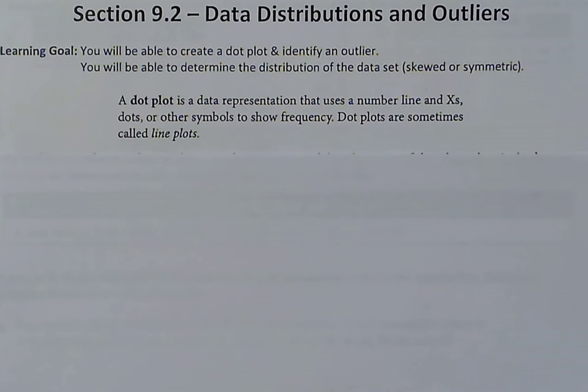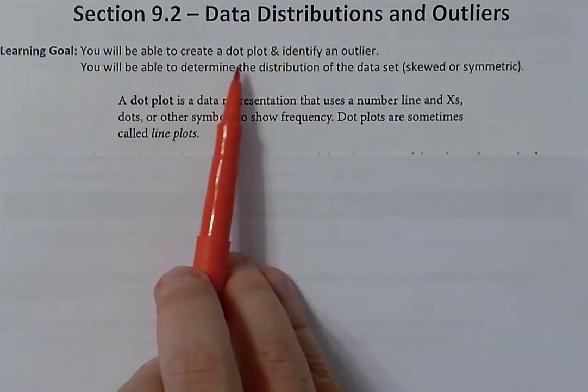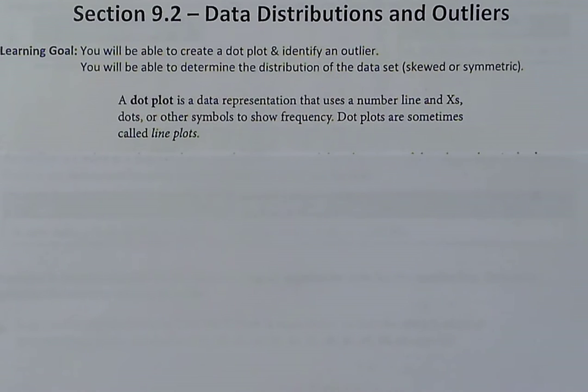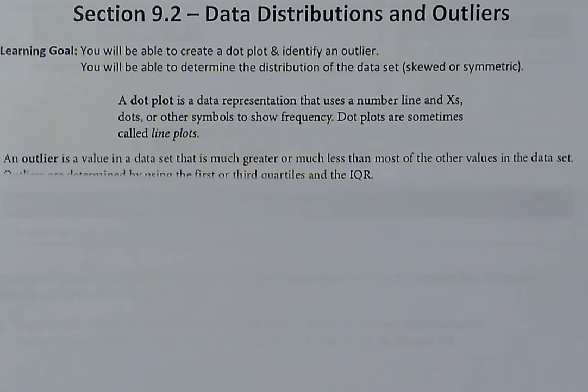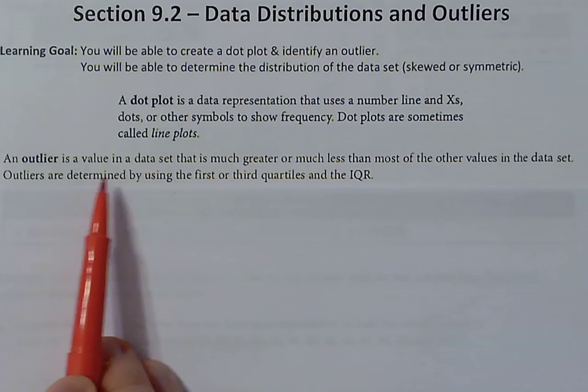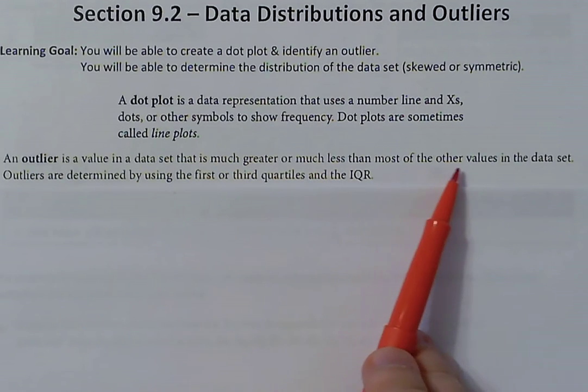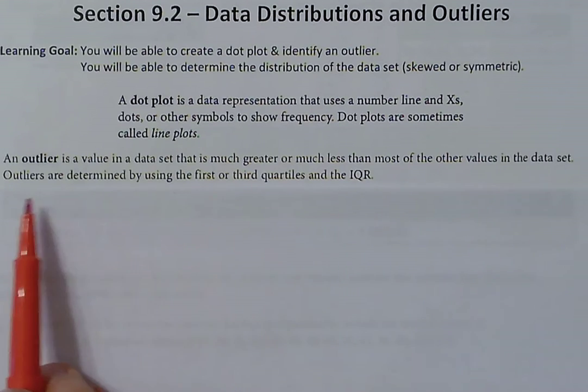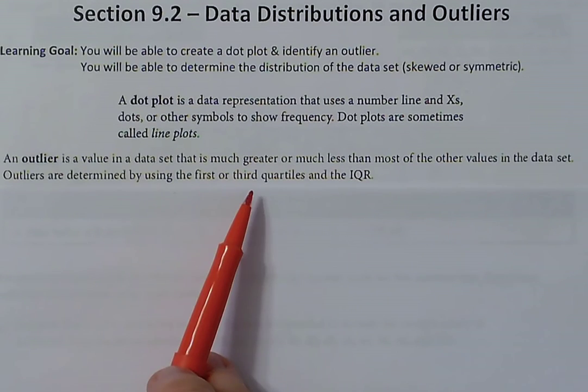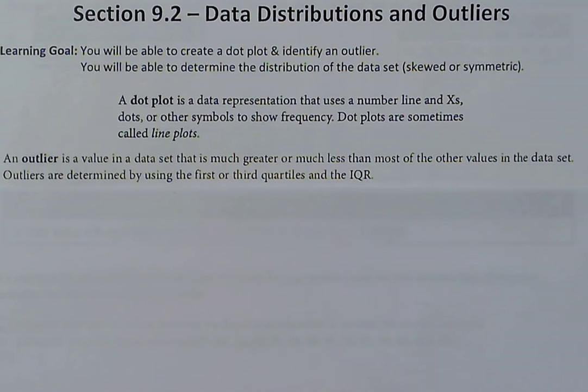Next, we talked about how you'll be able to create a dot plot and identify an outlier. So let's talk about what an outlier is. An outlier is a value in a data set that is much greater or much less than most of the other values in the data set. Outliers are determined by using the first and third quartiles and the IQR. Now, the general rule of thumb for an outlier is it's an extreme value that's either way larger than the data set or it's an extreme value that's way smaller than the data set.